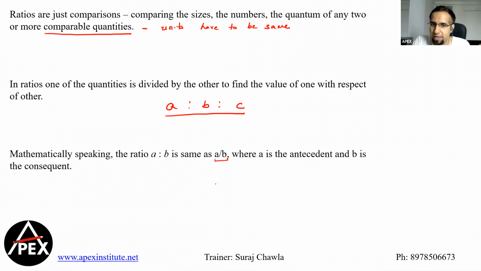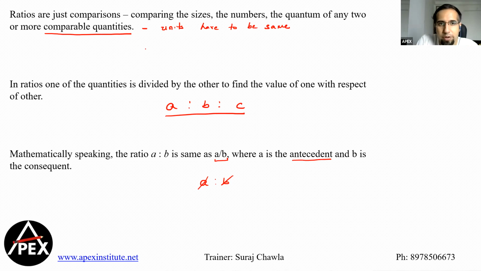One more thing, if I'm saying A is to B, it is A divided by B, but I can also write this as A is to B and I divide them like this as well. We can always go ahead with linear division where A is the antecedent and B is the consequent. Not important. The majority point of view that we need to understand is ratio is nothing but a tool of comparison where the units have to be same.